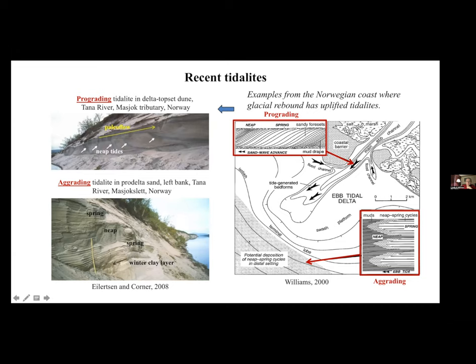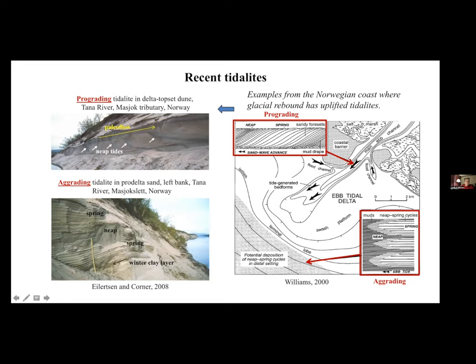That's because it's very close, in very shallow water. But if you go into deeper water, then you have the potential to observe aggrading tidalites. And so they just aggrade vertically. Again, this has been moved up above sea level in Norway. But it shows these spring and neap tides, a very short interval, very large, very thick tidal cycles. And of course, during the winters, there's no flow in this particular area. And so there's a clay layer that starts off the winter. So this would be an aggradational, and it was most likely in the deeper part of an ebb tidal delta setting, originally.